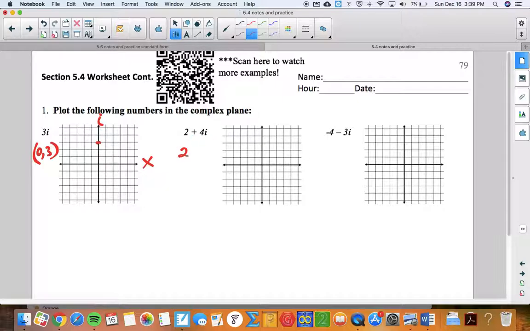Here your x value is 2 and your y value is 4, so 2 and 4i, that'd be right there. And here x is -4 and y is -3. So x is 4 to the left, and then down 3 for i to be -3. There we go.